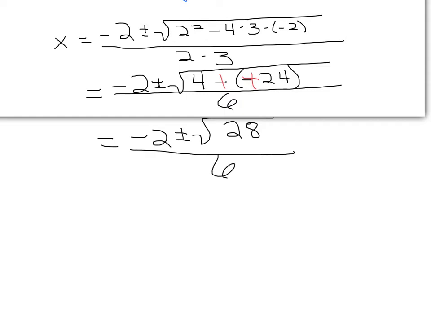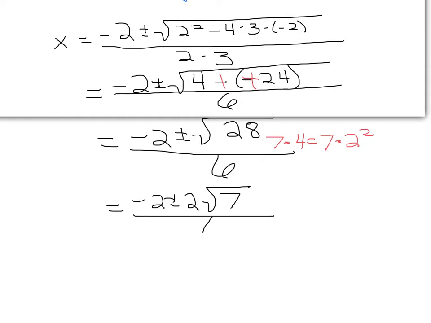And the square root of 28 is 7 times 4. You can break it up because 4 is a perfect square. So we're going to use 7 times 4, which is 7 times 2 squared. And we know that the square root of 2 squared is 2. So we have negative 2 plus or minus 2 square root of, and then 7 is still left in the radical, over 6. And then we can factor out a 2 from every term in the numerator.